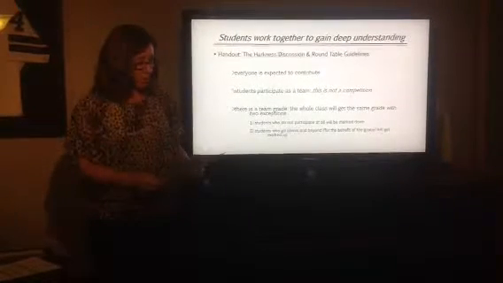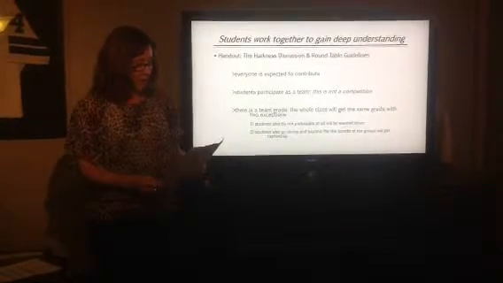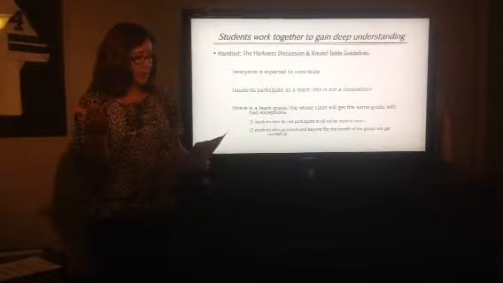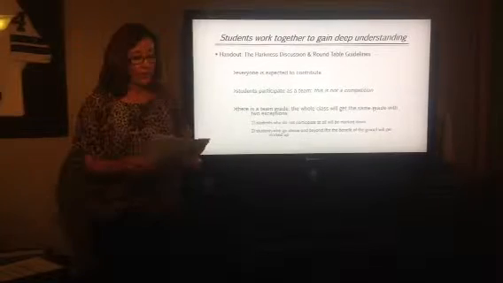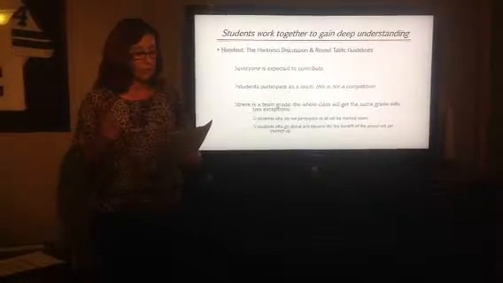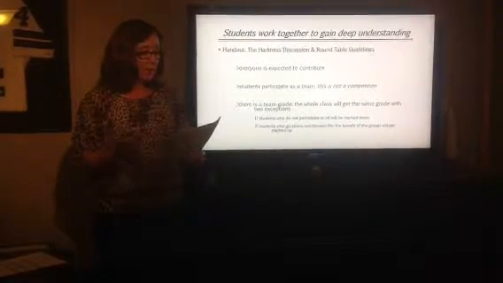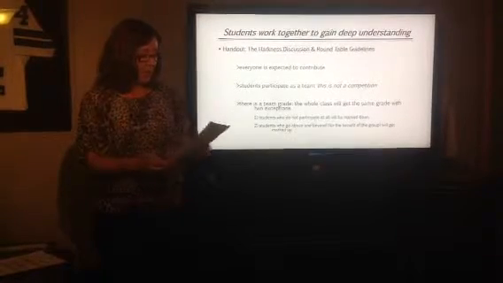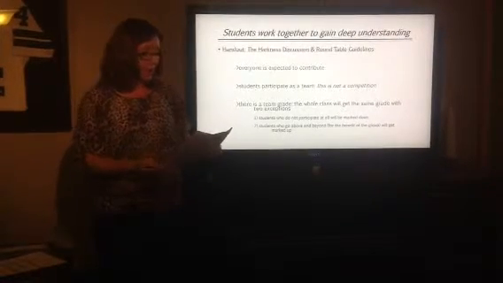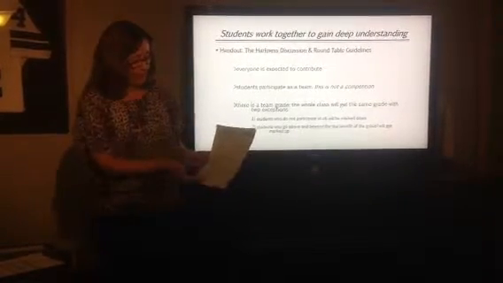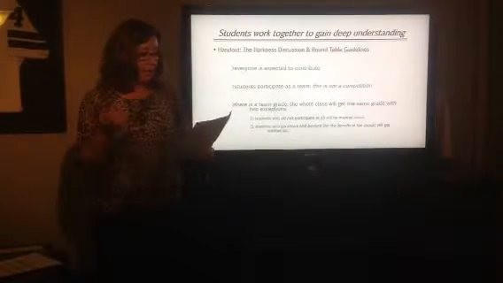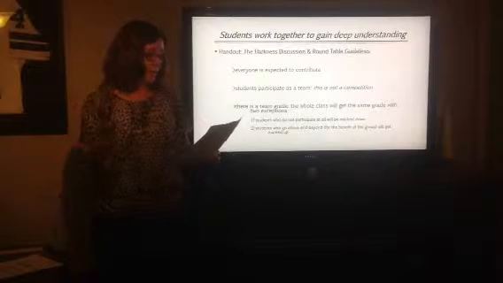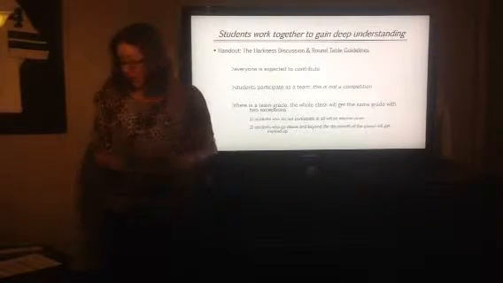So if we could just take a look at the guidelines really quickly, everyone is expected to contribute. How? Commenting, giving an opinion, asking for clarification, asking for new information, all great examples. Again, this is not a competition. And on the bottom of the handout here, there are some suggestions for how a teacher would assign an A, B, C, or D grade to the discussion.